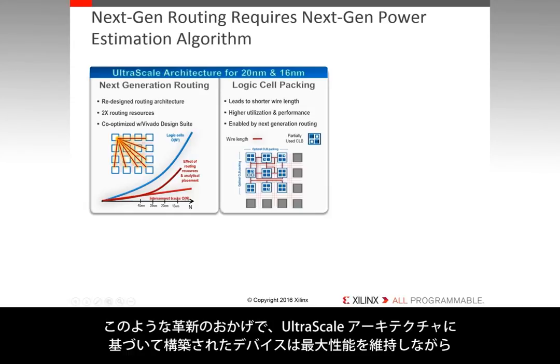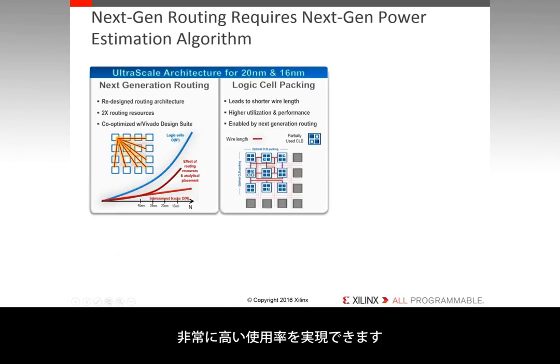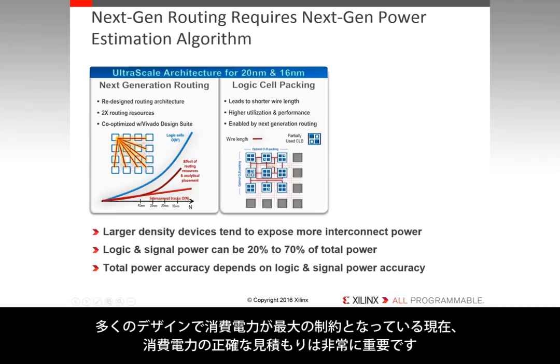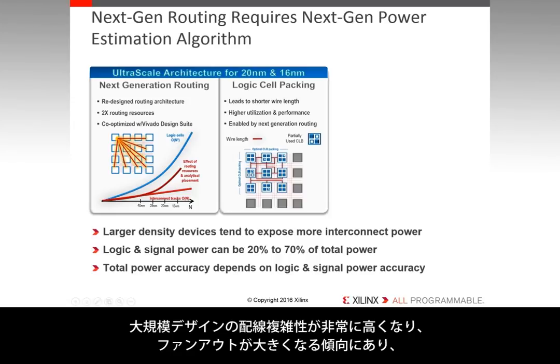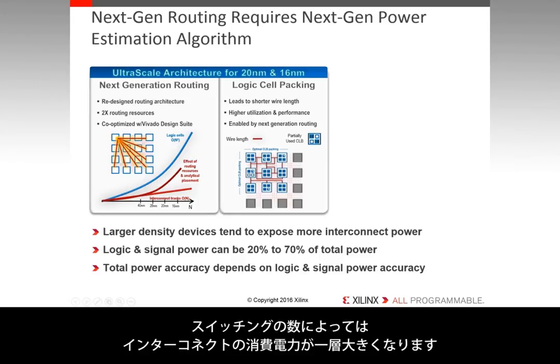Collectively, these core innovations are what enable devices built on the UltraScale architecture to deliver extremely high utilization while maintaining maximum performance. Accurate power estimation is very crucial, as power is now the number one constraint for many designs. As device density grows, larger designs tend to hit heavy routing complexities and larger fan-outs. Depending upon the amount of switching, it will expose more and more interconnect power.